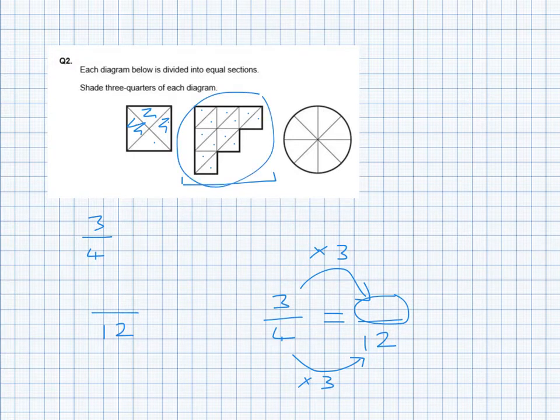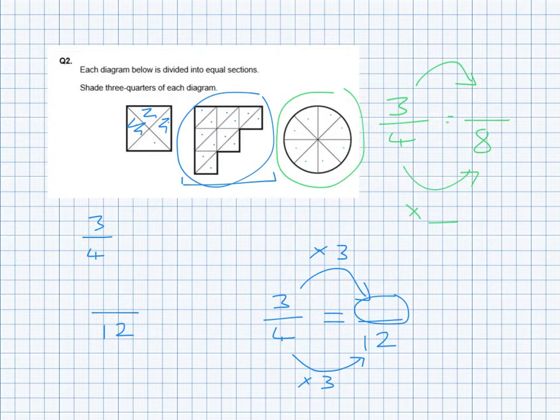The last one, again, count how many pieces we've got. 1, 2, 3, 4, 5, 6, 7, 8. So I've got 3/4 is the same as how many eighths? So on the bottom, how do I get from 4 to 8? What do I times by to get 8? And then do exactly the same to the top. And then shade that many in on here.